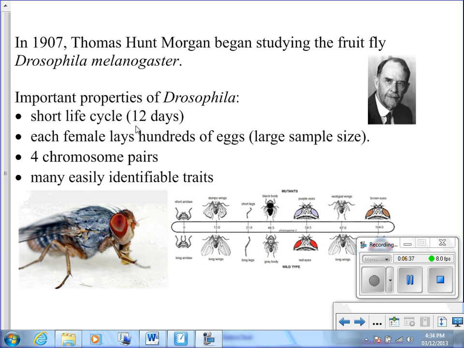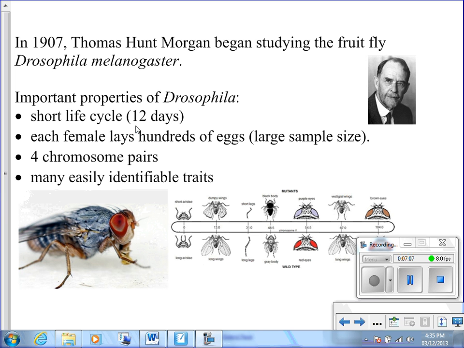Gregor Mendel had hundreds of offspring after he performed his crosses, and it's the same story with the Drosophila. There are hundreds of eggs, and so a very large sample size can be obtained. With Gregor Mendel, there were easily identifiable characteristics in the garden peas. The flowers were purple or they were white. The seeds were green or they were wrinkled. They were yellow or they were green. And it's kind of similar with the Drosophila.